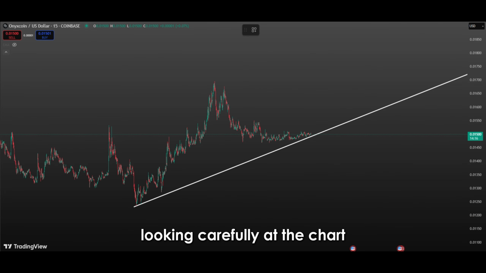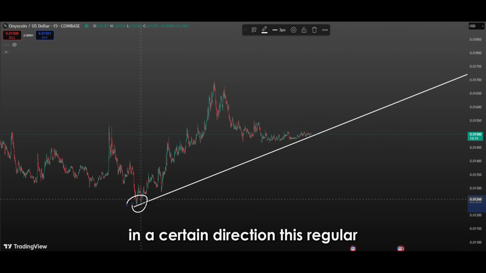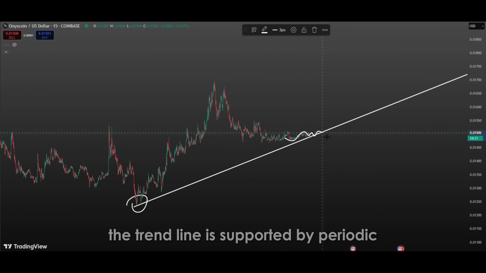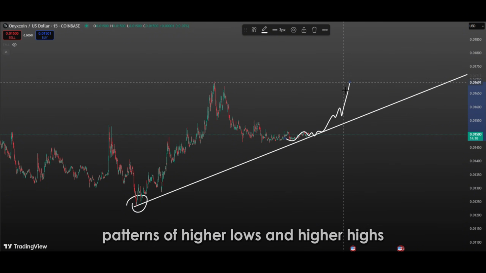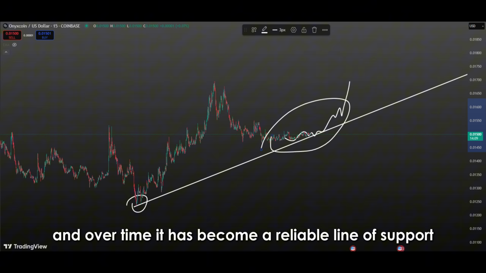Looking carefully at the chart, we can observe that the price action has been steadily trending upwards in a certain direction. This regular upward progression can be described as a classic rising trend line. The trend line is supported by periodic patterns of higher lows and higher highs, and over time it has become a reliable line of support.